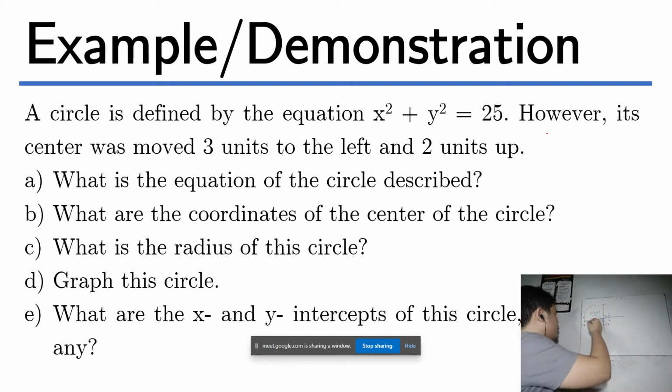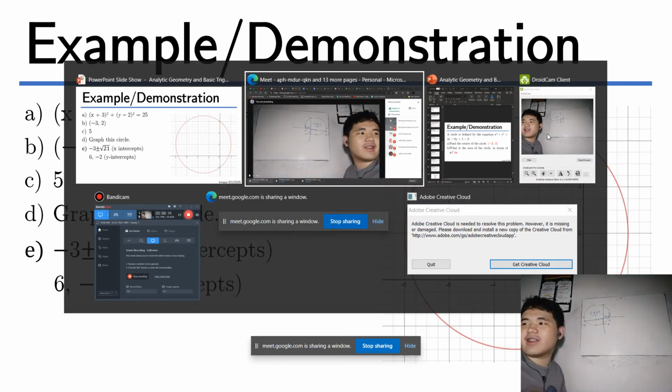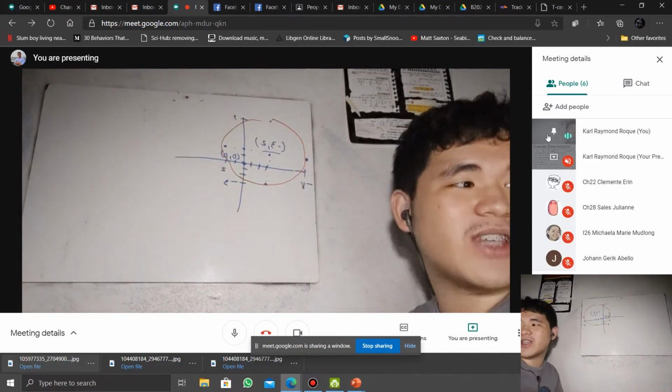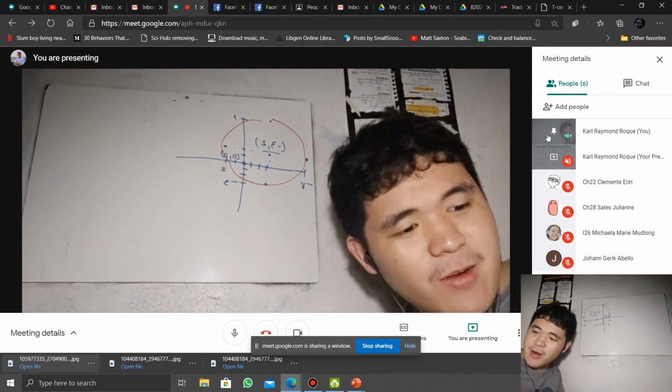Something like this. Ayan. Sa graphing, you don't have to be accurate, okay? Doesn't matter. So, yan. Our graph should look something like that. Ngayon, look at the last one.